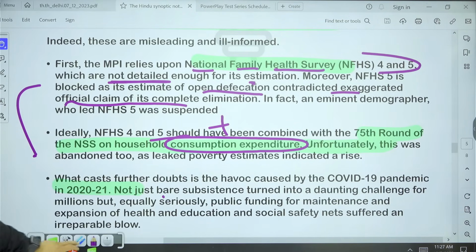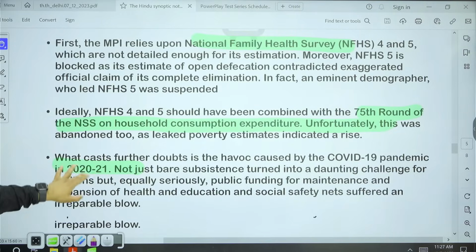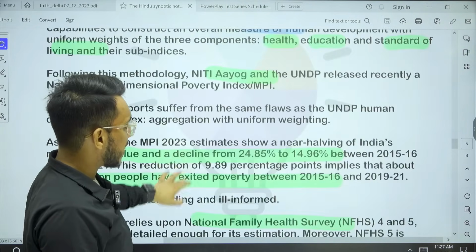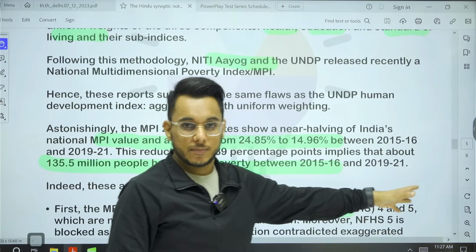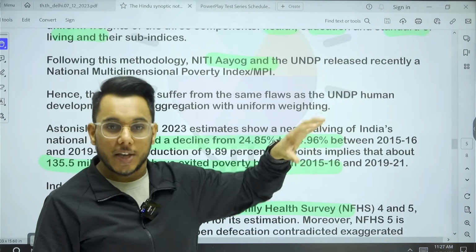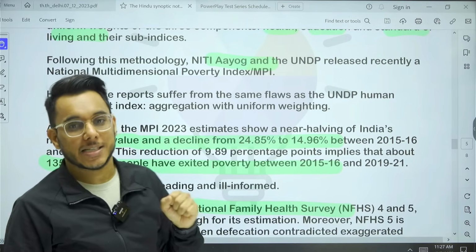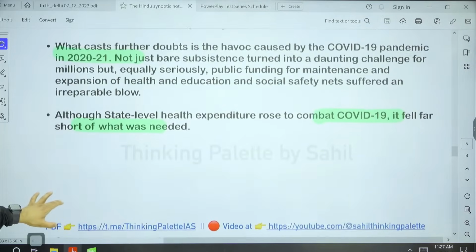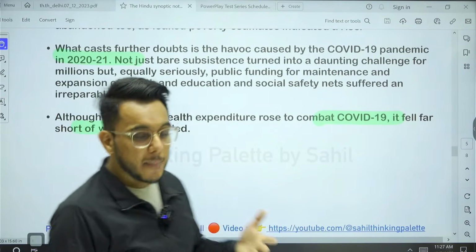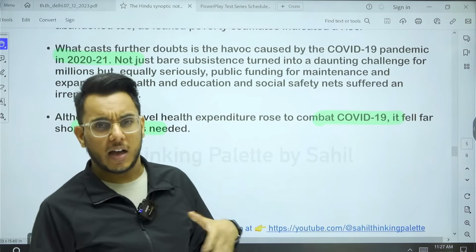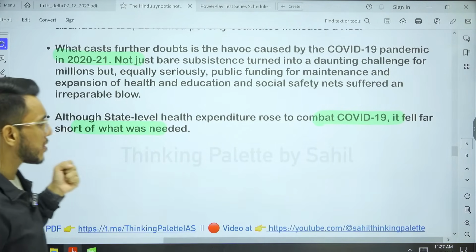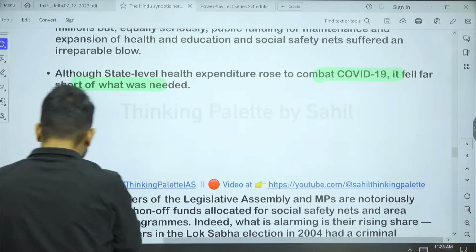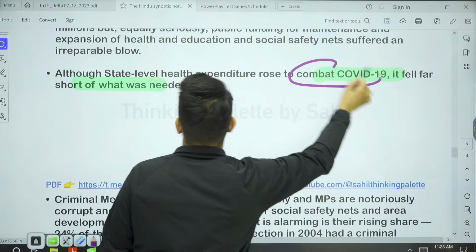Okay. Also, guys, it is being said that, see, the COVID-19 pandemic. You say that between 2015-16 to 2021, which includes the pandemic, 13.5 crore people exited poverty. But what about COVID's impact? You are not accounting for COVID's impact. Many people lost their jobs, GDP declined considerably, hunger and unemployment, everything increased, but that is not being taken up. State level health expenditure has actually increased in the aftermath of COVID-19, but it fell far short of what was needed.